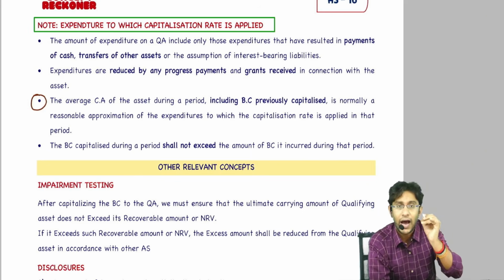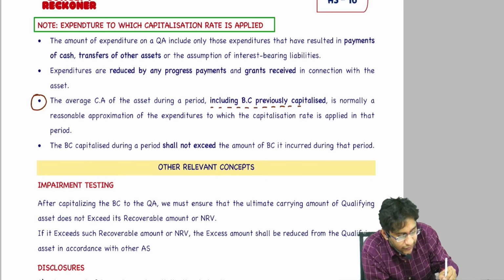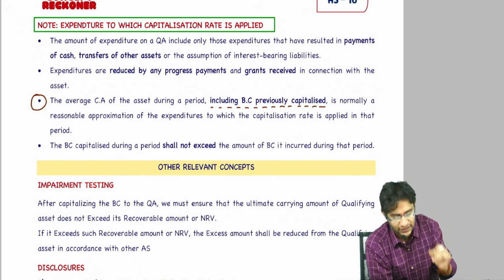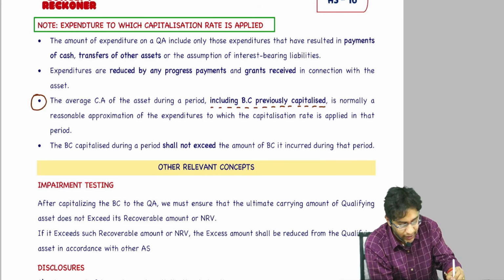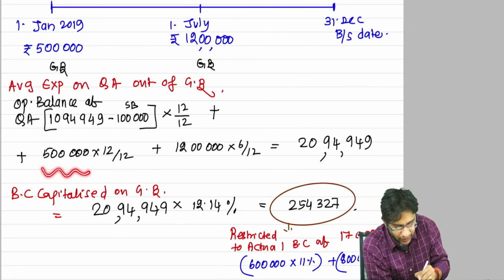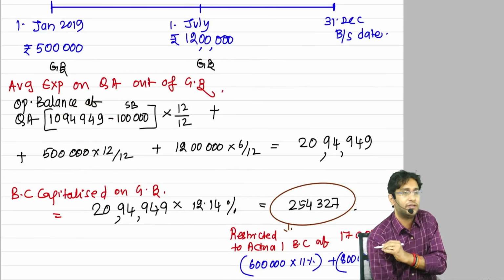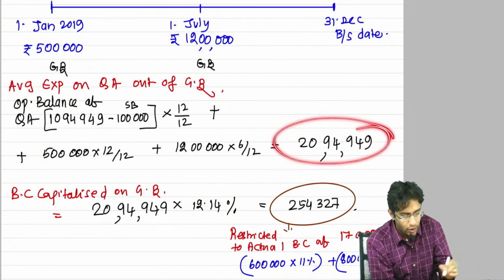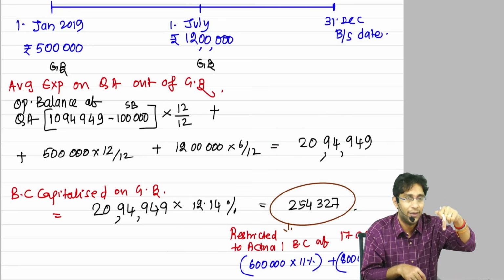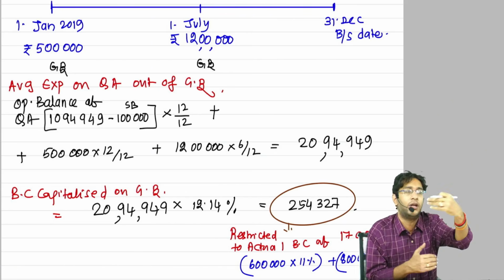Read please. The average carrying amount of the asset during a period, including borrowing cost previously capitalized, is normally a reasonable approximation of the expenditures to which capitalization rate is applied in that period. You know what's the meaning of it? Babu, not only current year cost, opening cost, including the borrowing cost already capitalized. That is the number on which you have to apply the percentage. Not only current year cost, opening balance. Opening balance of borrowing cost already capitalized also is included. So you will have to work out interest on interest also.